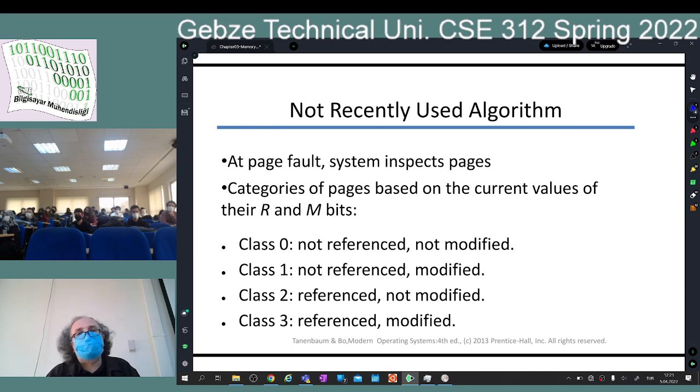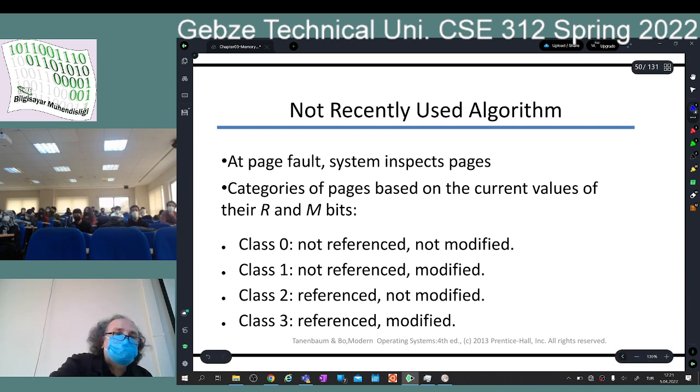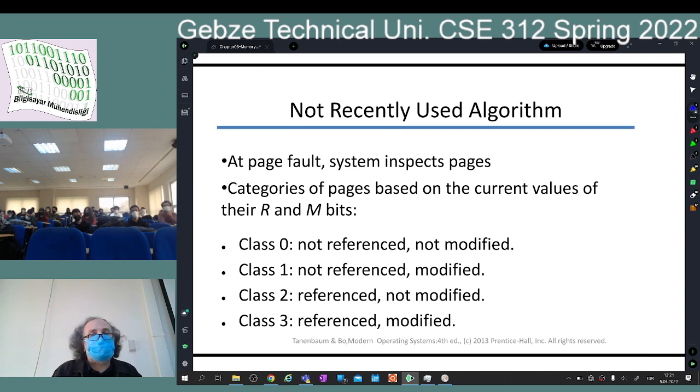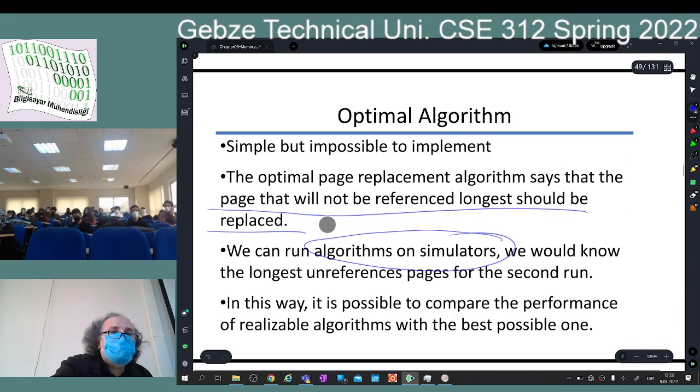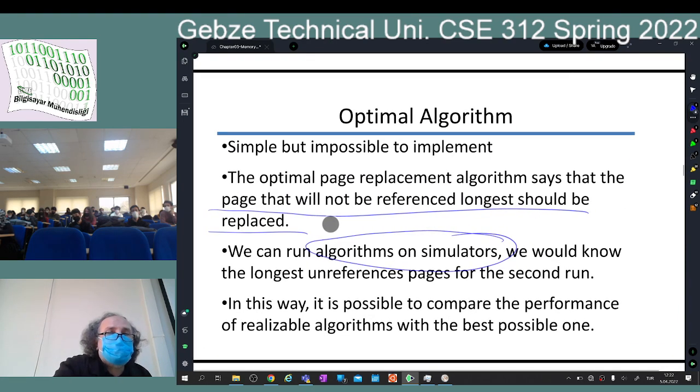This not recently used algorithm says that replace a page from the lowest class number. So first replace the pages with class 0. It is kind of obvious, right? If a page is not referenced or modified, then I would replace it. I don't need it. So remember what we are trying to do? We are trying to find a page that will not be referenced longest.